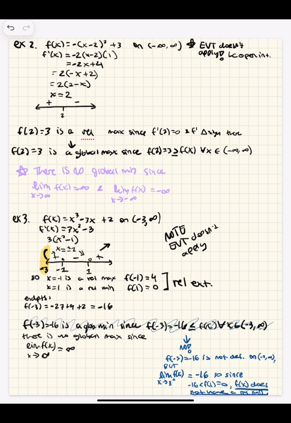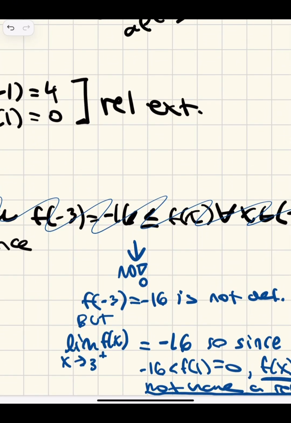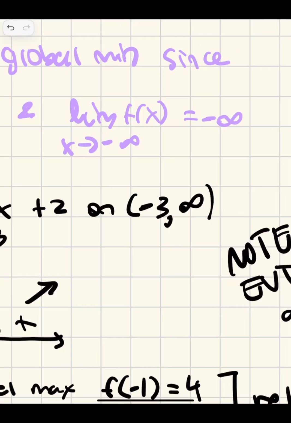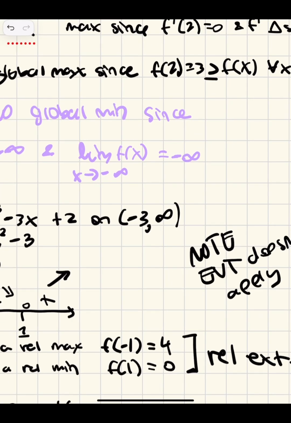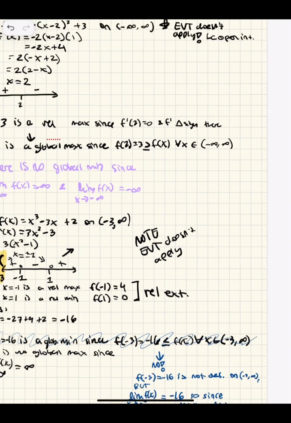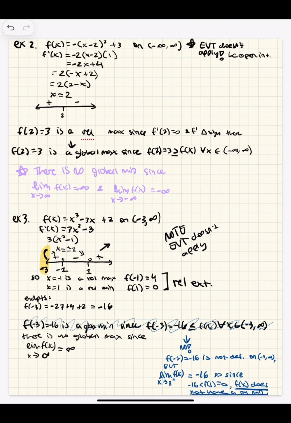But for the minimum, first I had said that f(-3) = -16 is the global minimum, but it's super important to note that f(-3) is not defined on this interval. This interval does not encompass -3. Therefore, that's actually not right. So what you actually have to say is that the limit of f(x) as x approaches -3 from the right, and I say from the right only because it can't be from the left, since the interval doesn't go below negative 3. So the limit of f(x) as x approaches -3 from the right is equal to negative 16.